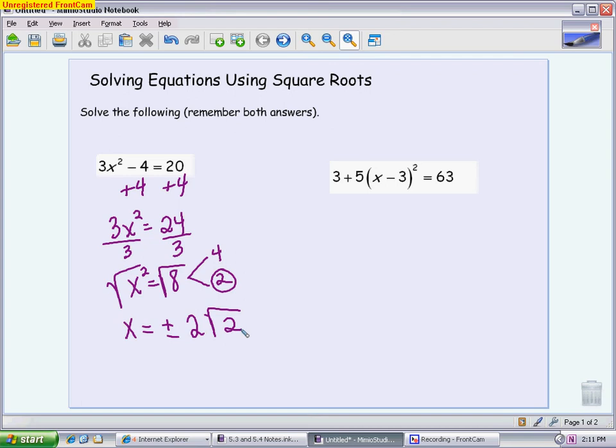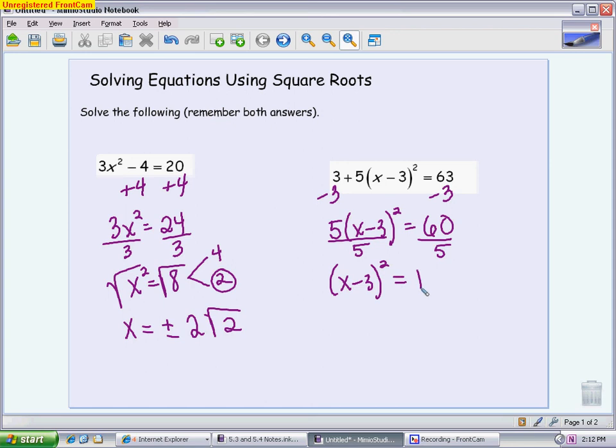The second one is a little bit different in that instead of having just an x squared, now you have a quantity that contains x squared. You still have to isolate. So we're still going to get rid of the 3 by subtracting it. So we have 5 times x minus 3 squared equals 60. Get rid of the 5 by dividing by it. So divide both sides by 5. We get x minus 3 squared equals 12.